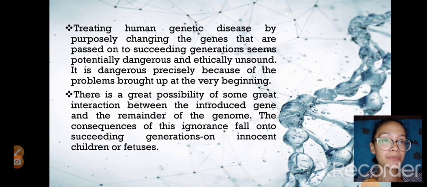With that, treating human genetic disease by purposely changing the genes that are passed on to succeeding generations seems potentially dangerous and ethically unsound. It is dangerous precisely because of the problems brought up at the very beginning. There is great possibility of some interaction between the introduced gene and the remainder of the genome. The consequences of this ignorance fall onto succeeding generations, on innocent children or fetuses.